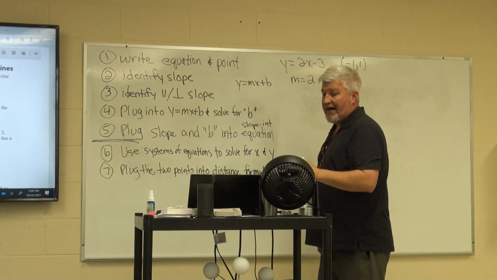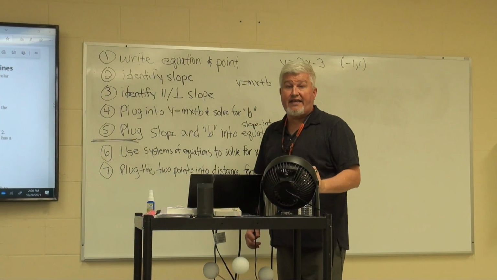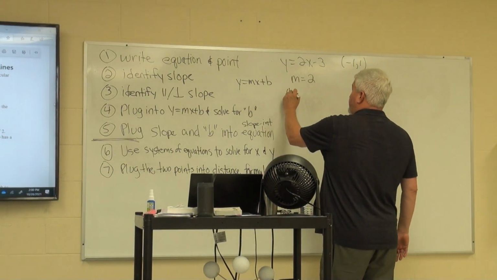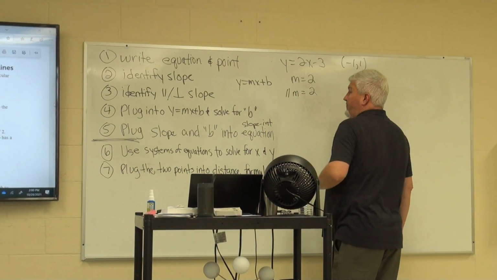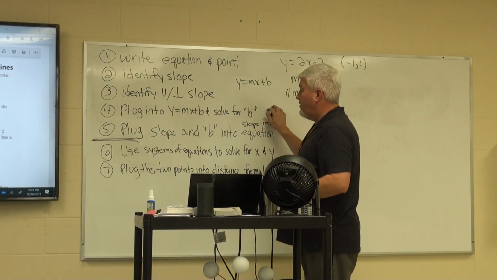Well, it wants us to find the parallel line, so we just said that parallel lines have the same slope. So my parallel slope is also going to be 2. So I've now done step 2 and step 3. Now I'm into step 4.